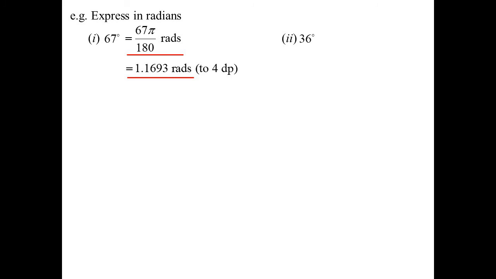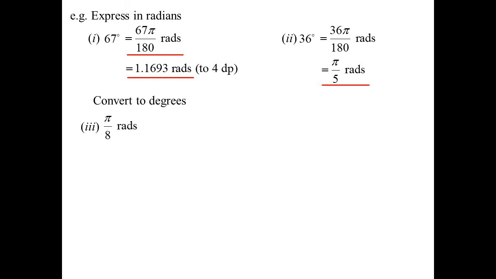36 degrees, well, 36 multiplied by pi on 180 simplifies down to pi on 5 radians. What if you want to go the other way? So we've got pi on 8 radians. Well, now we multiply by the reciprocal. We'll multiply by 180 on pi. The pi's cancel. We end up with 22.5 degrees in this case.